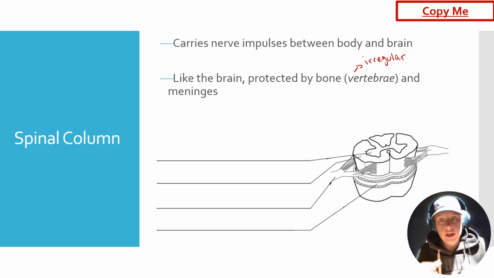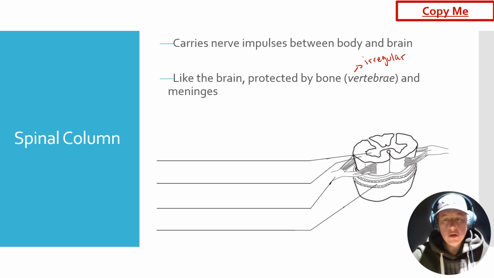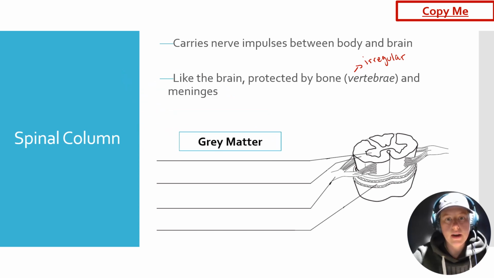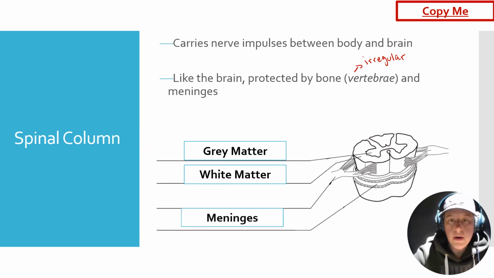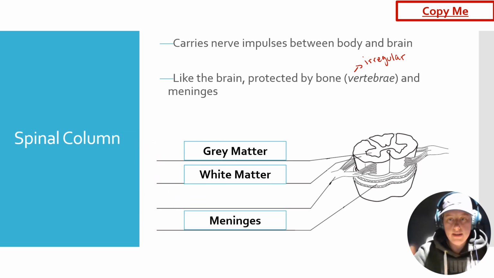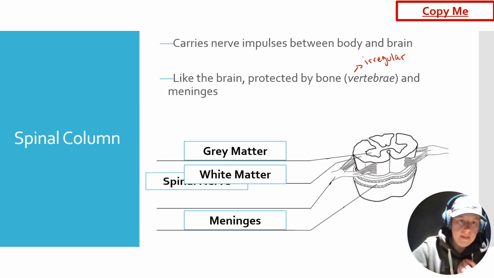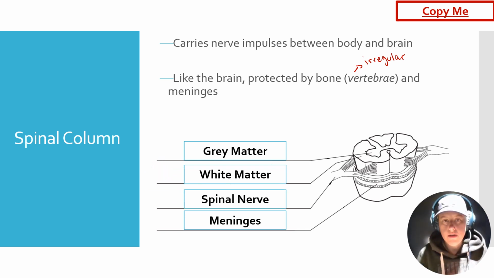And there's also, just like the brain, meninges in between the bone and the spinal column. So we actually have two types of matter in our spinal column. We have our gray matter and our white matter. The gray matter is on the inside, very, very dense material, and the white matter is on the outside. Then both of that matter is surrounded by our meninges, which again is our protective connective tissue that is in between our spinal column and our spinal nerves.